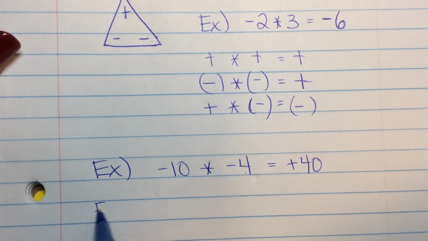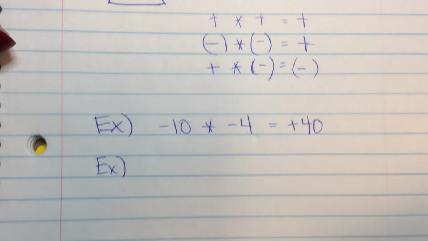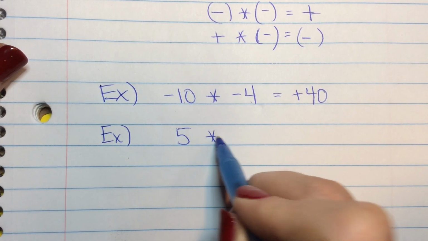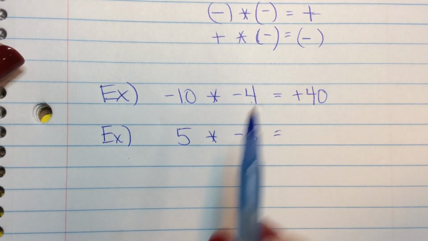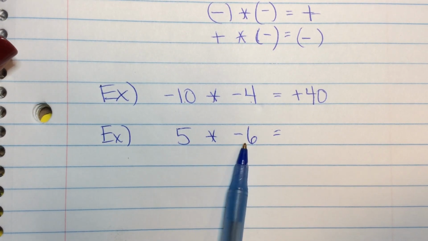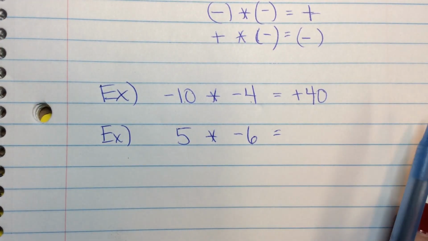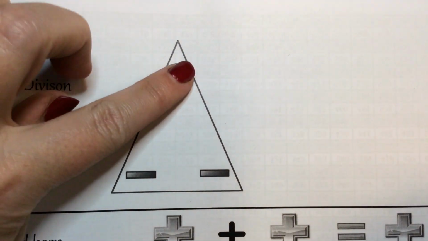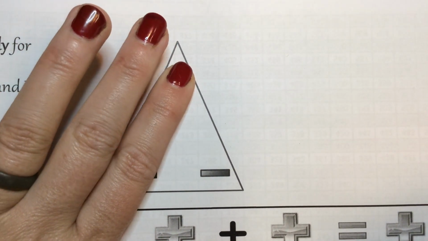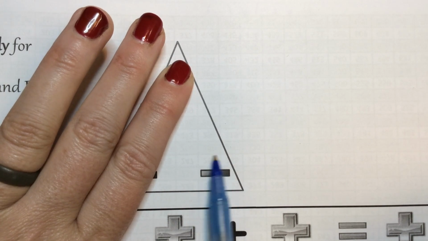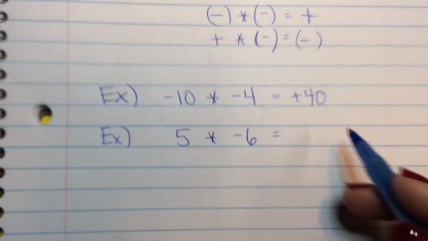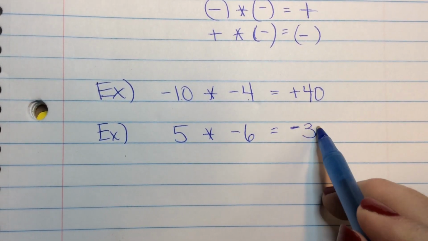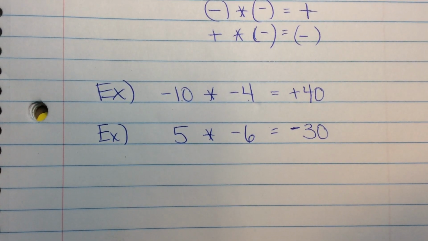Let's do another example. Let's say we had 5 times -6. Well, we have a positive and a negative. So if we look at our triangle, I'll use this one. We have a positive 5 and a -6. So notice that we have a negative left over. So our answer will be negative. And then 5 times 6 is 30. So our answer is -30.